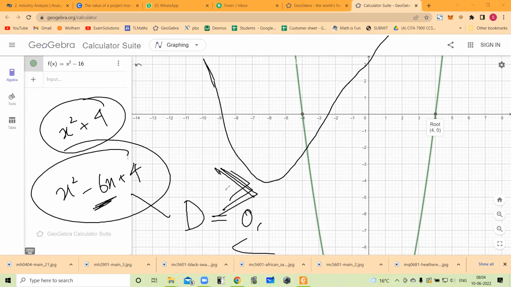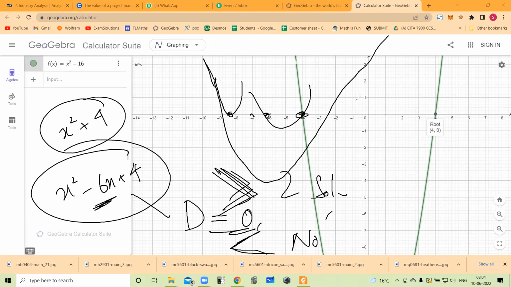If that is greater than 0, then two solutions. It'll be cutting the x-axis at 2 points. If that is equal to 0, then it'll be cutting the x-axis at only 1 point. That means touching the x-axis. If that is less than 0, then no solution, not cutting it at all, above the x-axis.